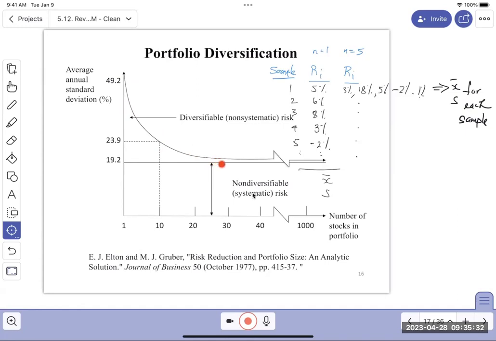But only to a point. It plateaued. They weren't able to do better than 19.2%. They referred to the amount that they could reduce as diversifiable or non-systematic risk, and the amount that they can't reduce as systematic risk. So it matters.